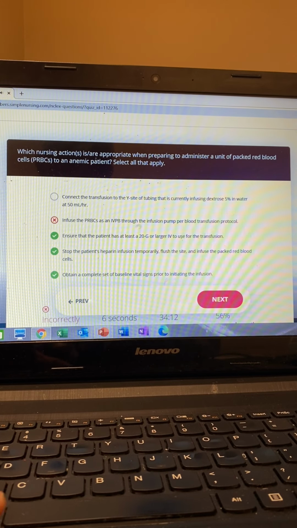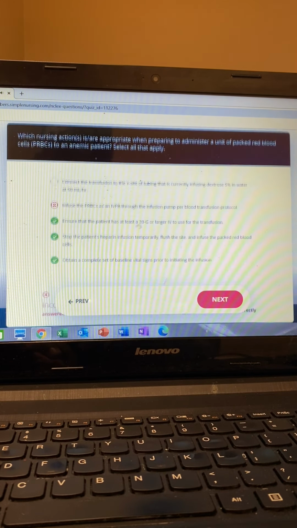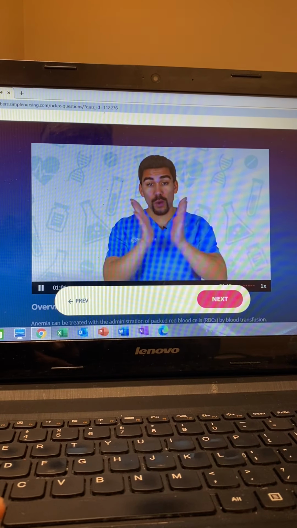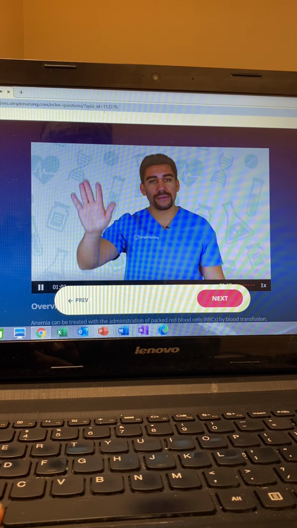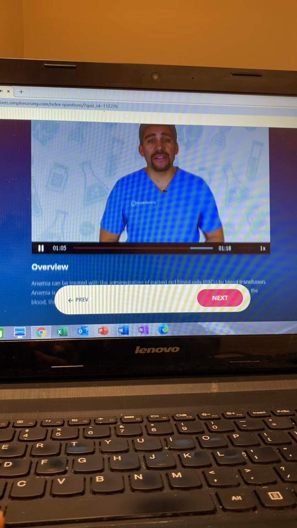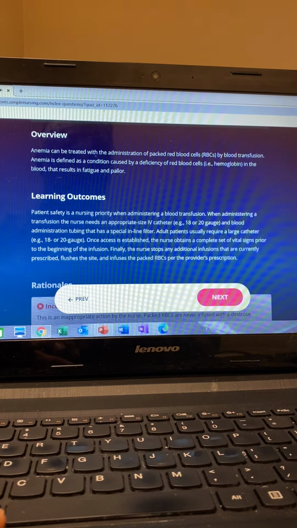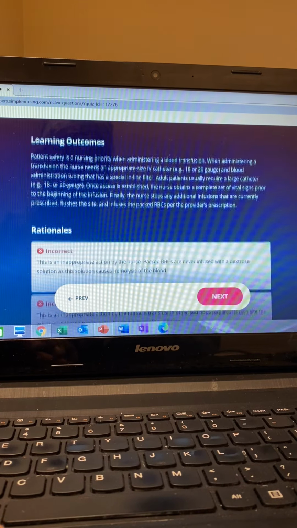Option 4, heparin and blood are not to be given together. Guys, we never give anything together with blood, so no medications with blood. Blood's just a standalone. And option number 5 is correct. You need to have vital signs before starting any type of blood transfusion and monitor vital signs throughout.